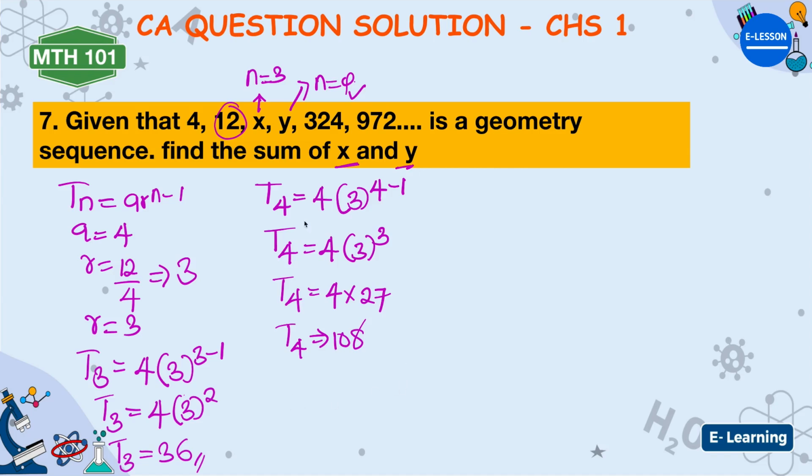Yeah. So to get the sum of x and y, this is written as T3 plus T4. So that will give us 36 plus 108. So we have 36 plus 108, which gives us 144. Is that okay? That is it for that particular question. Let's see the next one.